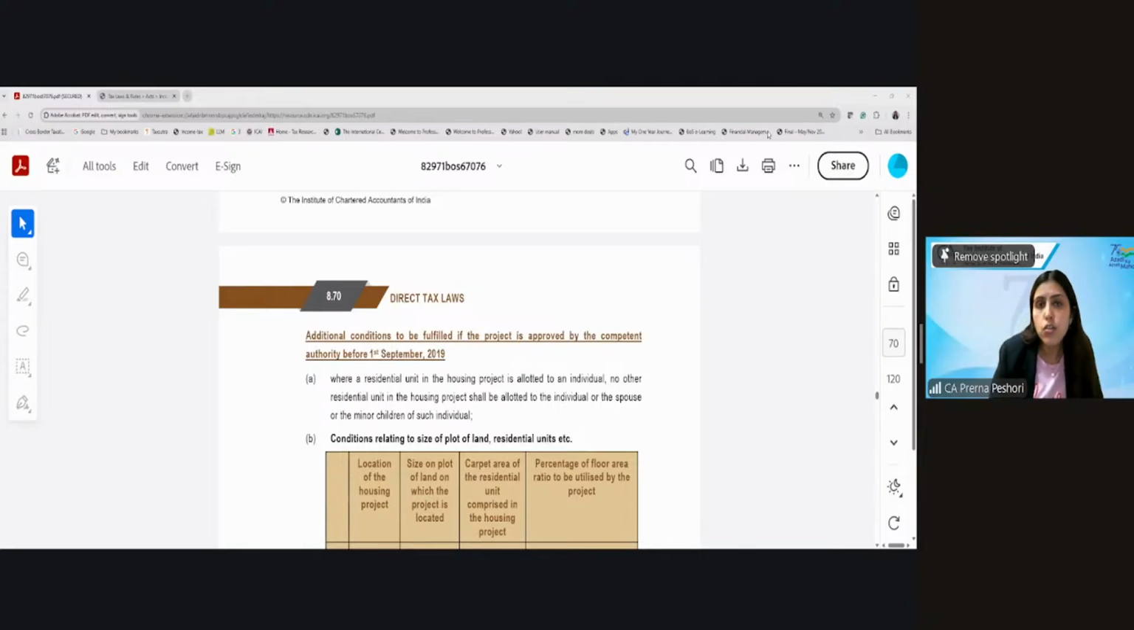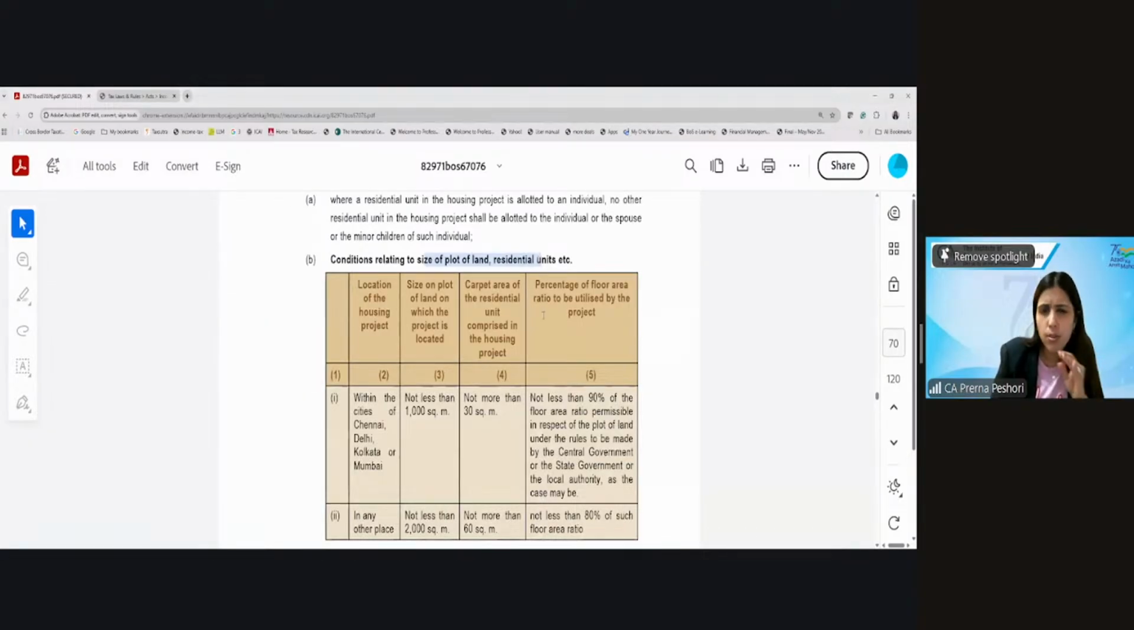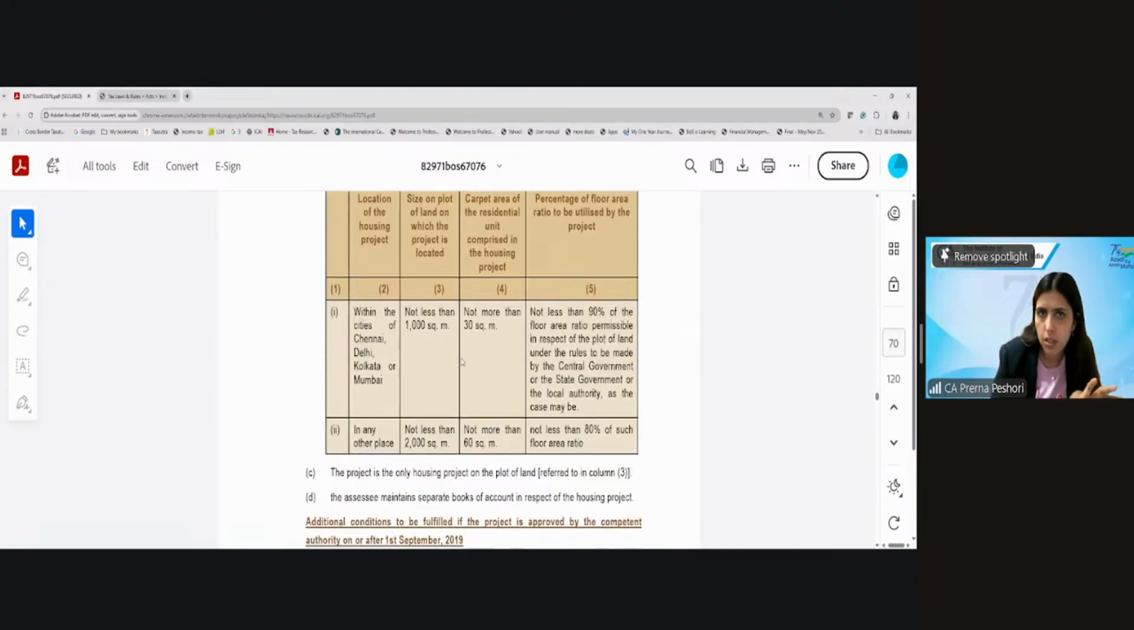Are we clear? So these are some of the conditions which the person has to fulfill. And this is only applicable if the project was approved before 2022 and was completed within 5 years of that. Yes or no? Any doubt, any question? Then they say there are certain conditions relating to the size of plot of land and residential units. You don't need to remember all of this.